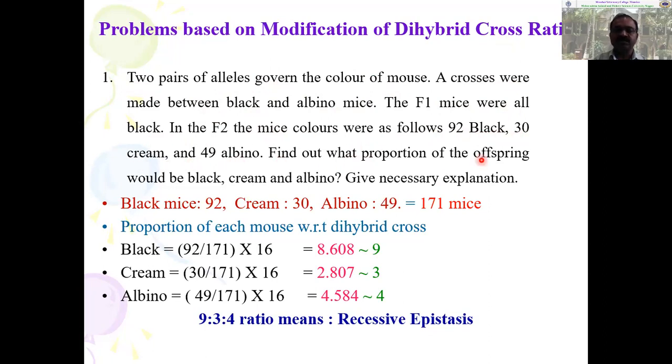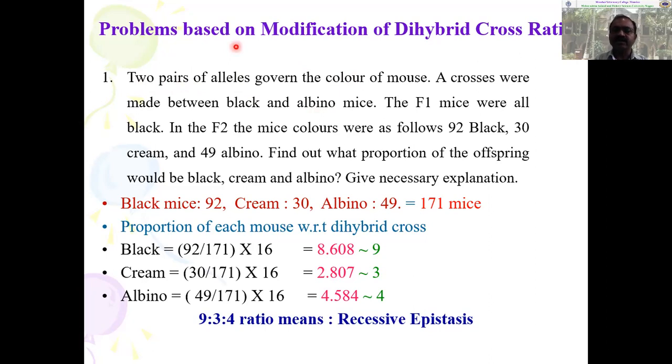Find out what proportion of offspring would be black, cream, and albino. Give the necessary explanation. Now, coming back to this particular problem, what is given? It has been said that the color of the mouse is governed by two pairs of alleles. Definitely, that means it is governed by two pairs of alleles. It is a dihybrid cross. Okay, that is clear for us.